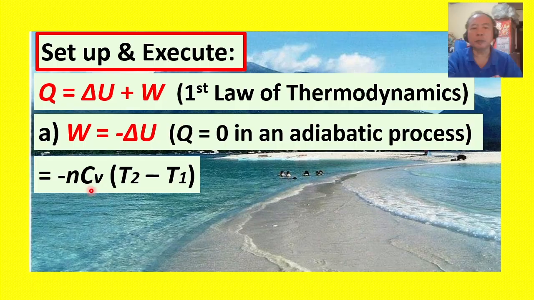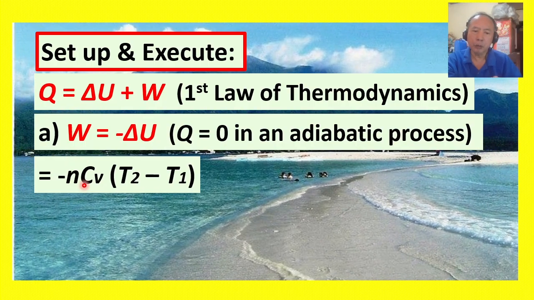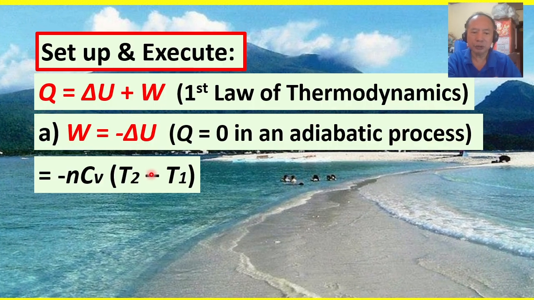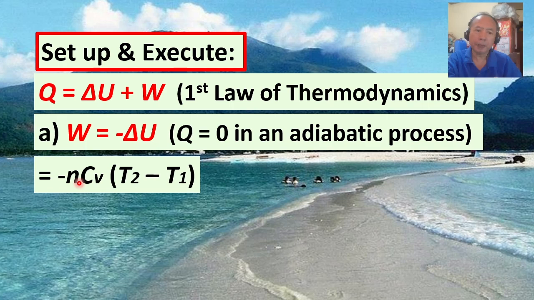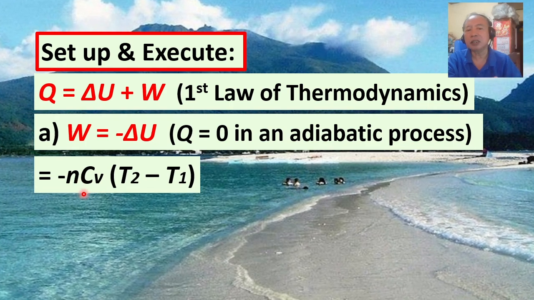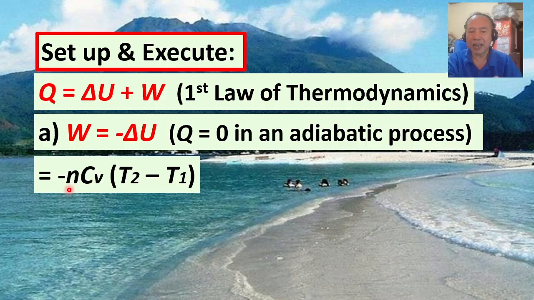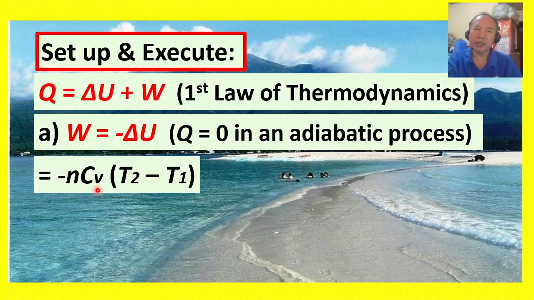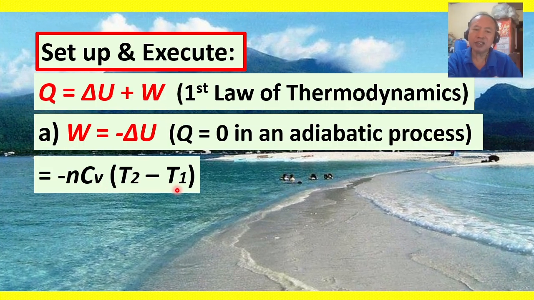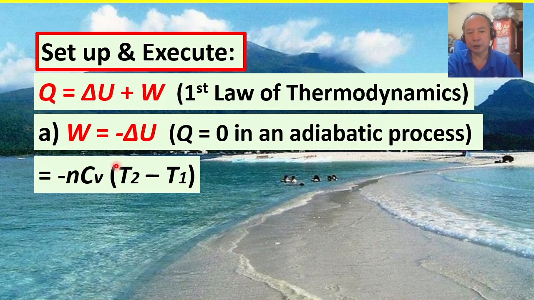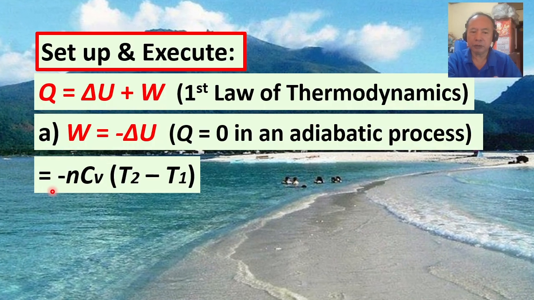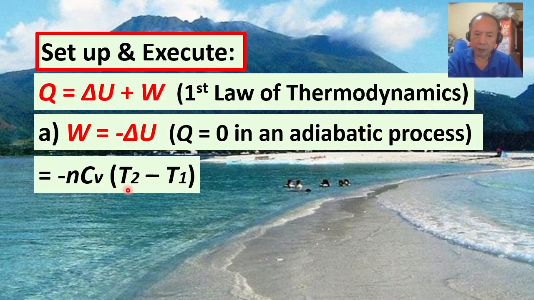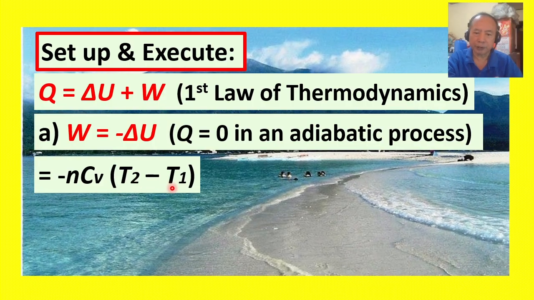So continuing with our computation for capital W, we can express the change in the internal energy, delta U, in terms of a derived formula that relates the number of moles of the gas, small n, with its molar heat capacity at constant volume and the change in the absolute temperature. W is equal to negative small n times capital C sub V times capital T sub 2 minus capital T sub 1.